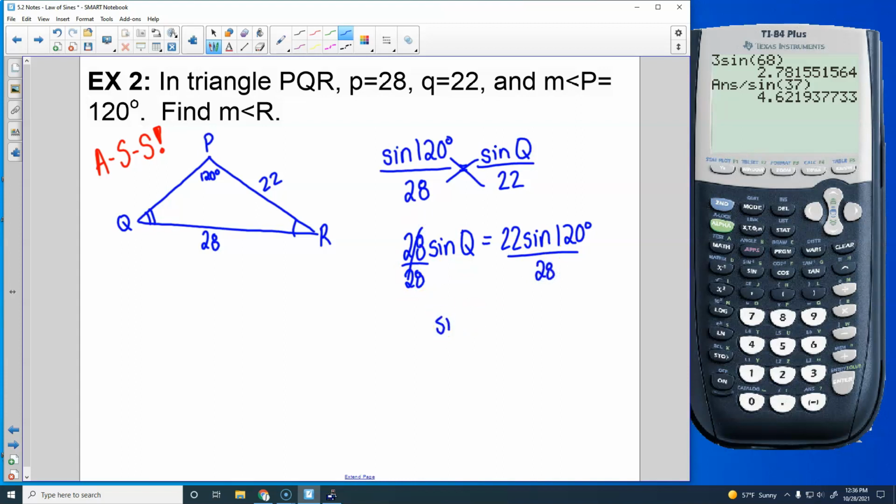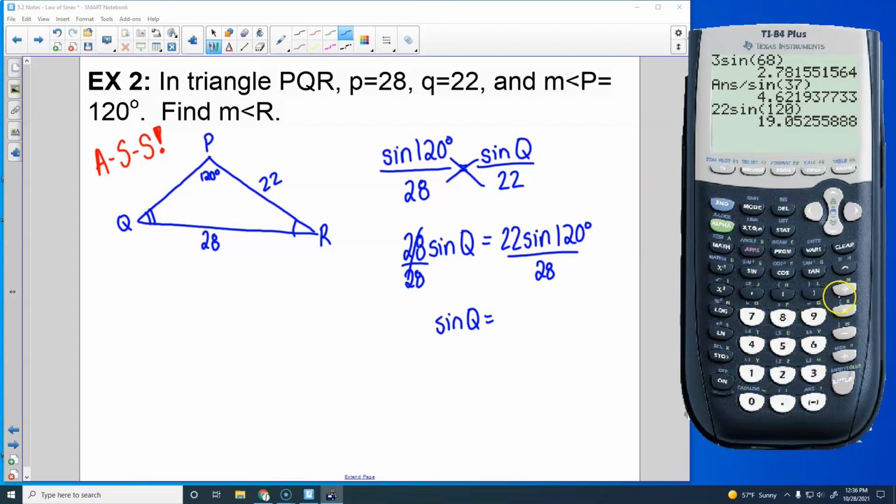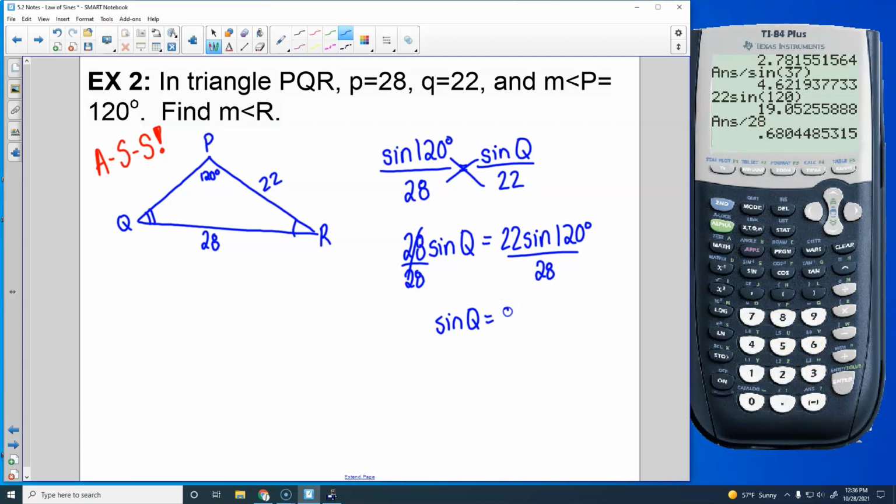So I got sine of Q equals, I think I'll go ahead and type all this stuff in the calculator. So 22 sine 120 divided by 28 is going to give us 0.680448. Keep that number in your calculator. You don't necessarily have to write it all down, but keep it in your calculator. Because we're not done.